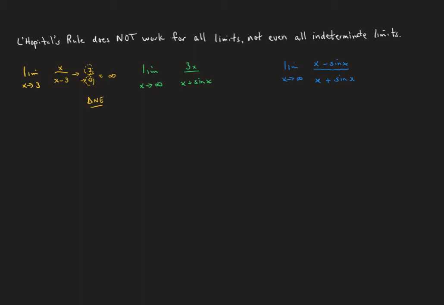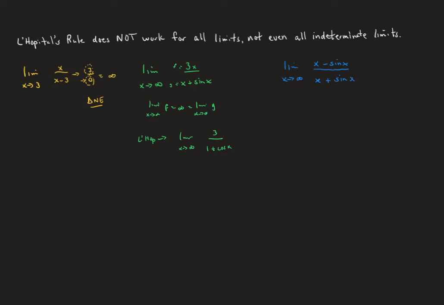The next one is tricky. As x gets really, really large, if we call this f and this g, it is true that the limit as x goes to infinity of f goes to infinity, and so does the limit as x goes to infinity of g. If we use L'Hopital, though, let's see what happens. We're going to get the limit as x goes to infinity of 3 over 1 plus cosine x.